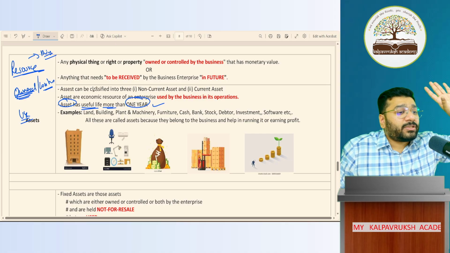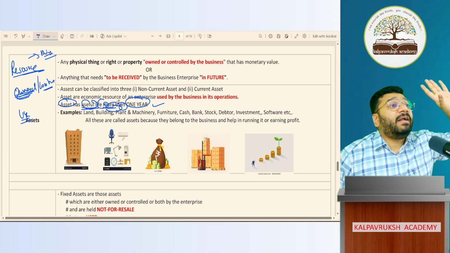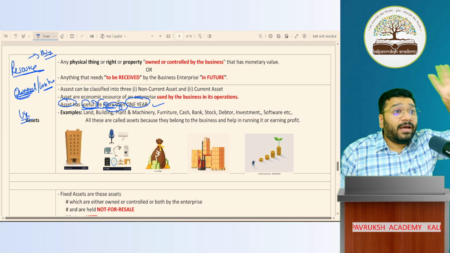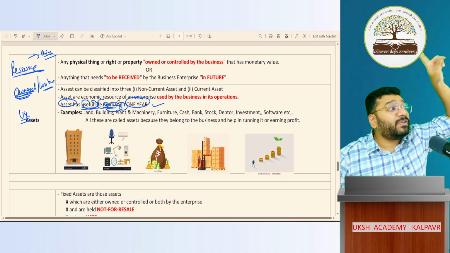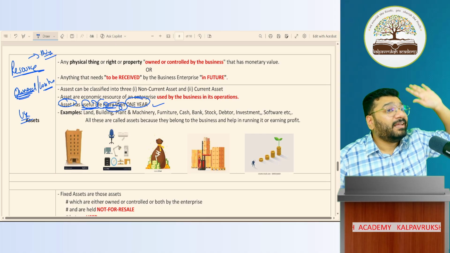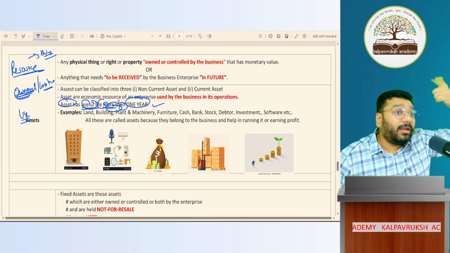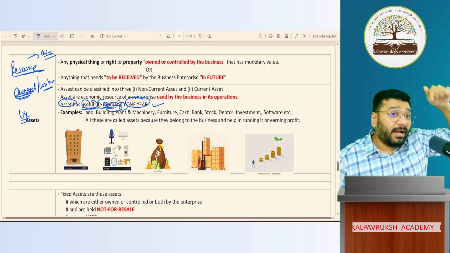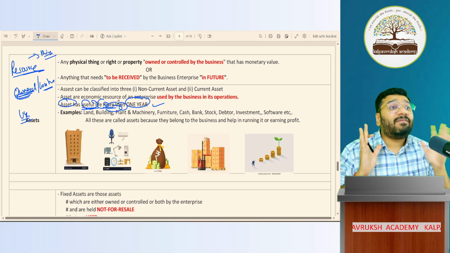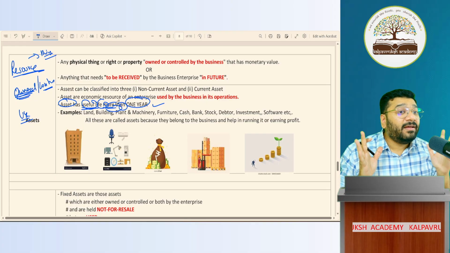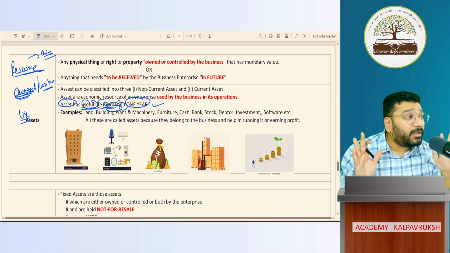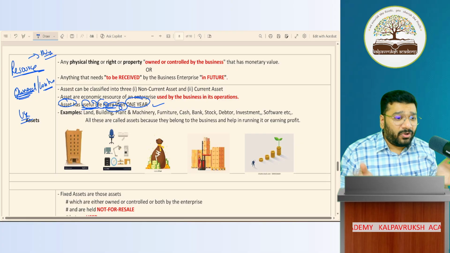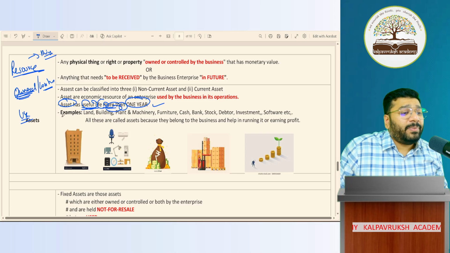If the asset has a useful life of more than 1 year, which means whatever assets I'm buying, then it is capital expenditure, then it is an asset, or else it is revenue expenditure. It will go to P&L. Regarding this, I have to give a lot of information. Where will I give it? In the final accounts. Got it? Not got it?